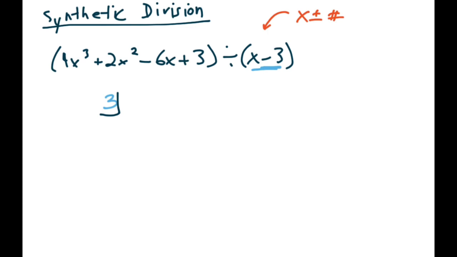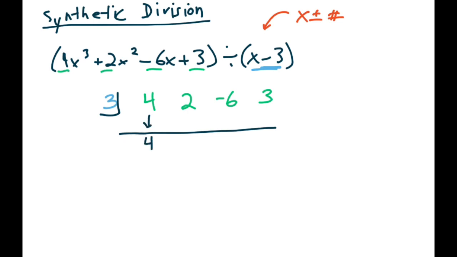We then list off our coefficients. So 4x cubed, 2x squared, negative 6x, positive 3. Skip a space and draw a line. Bring the 4 down below the line.